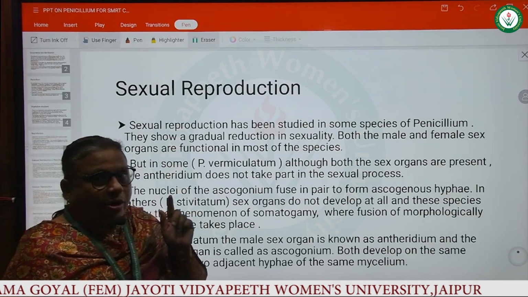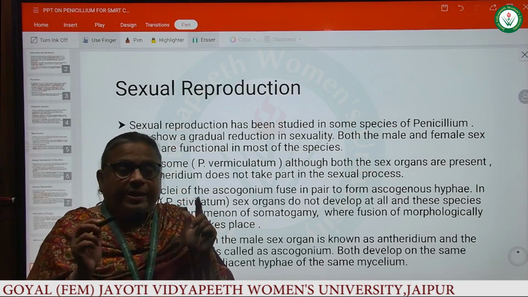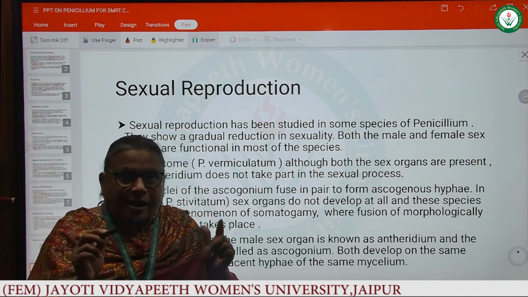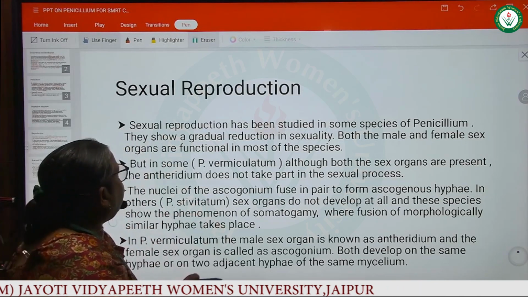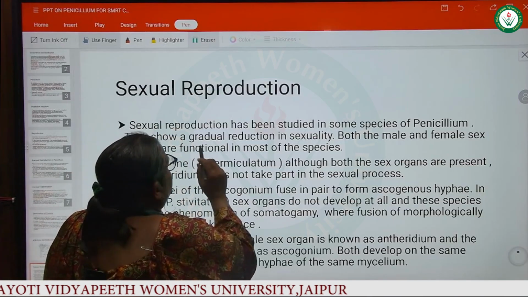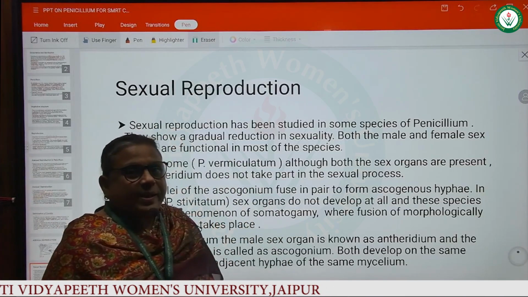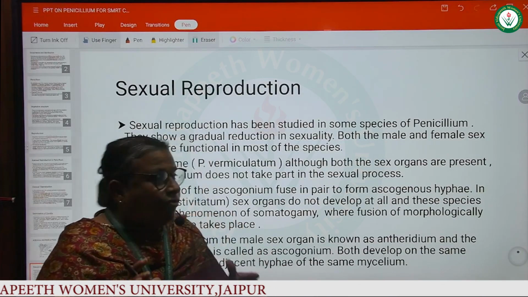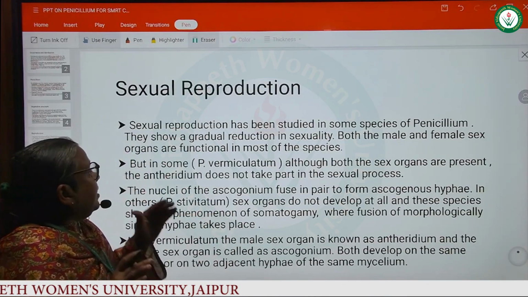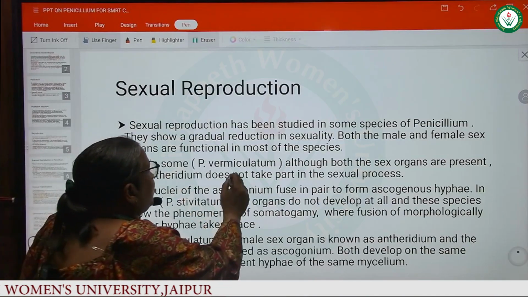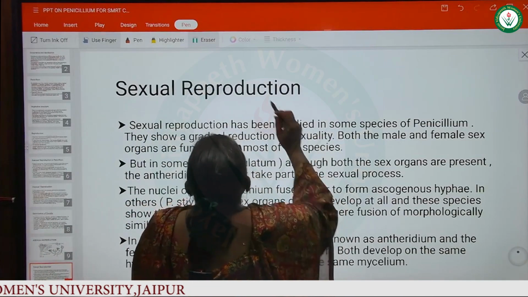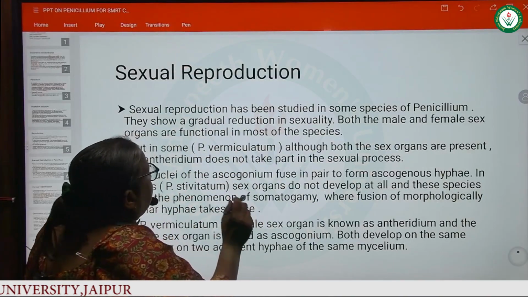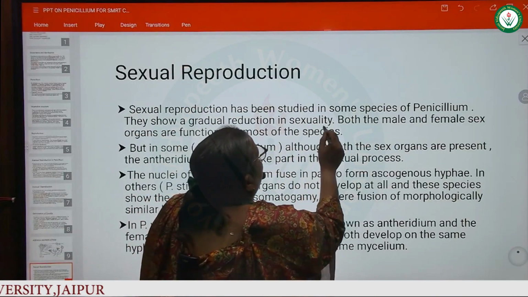Now I talk about the sexual reproduction in the fungus Penicillium. Well, the sexual reproduction has been studied in some species of Penicillium. They show a gradual reduction in sexuality.